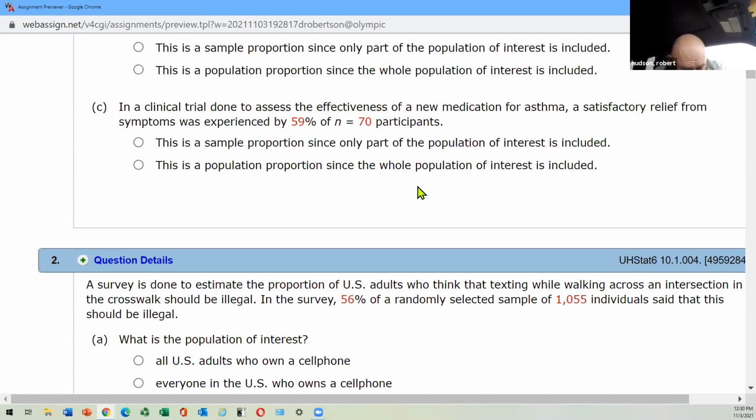Sample. I can't argue with that one, Rob.